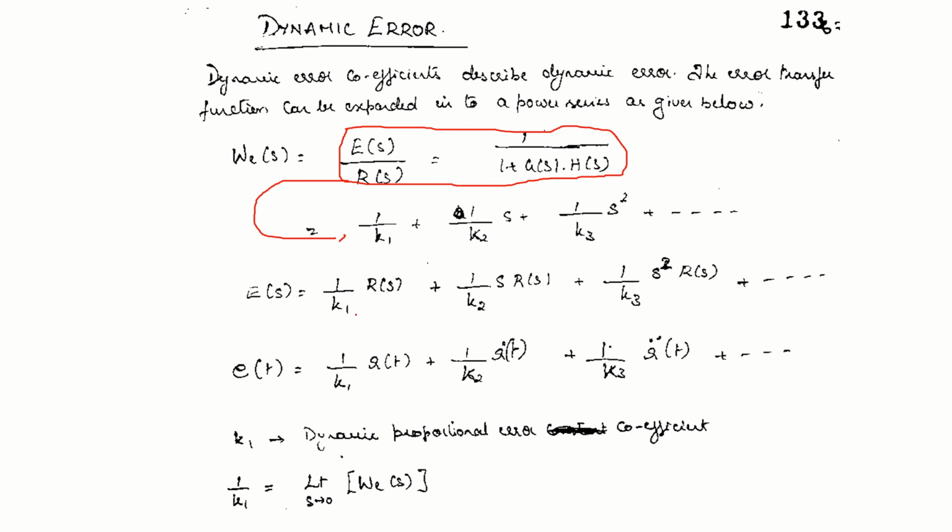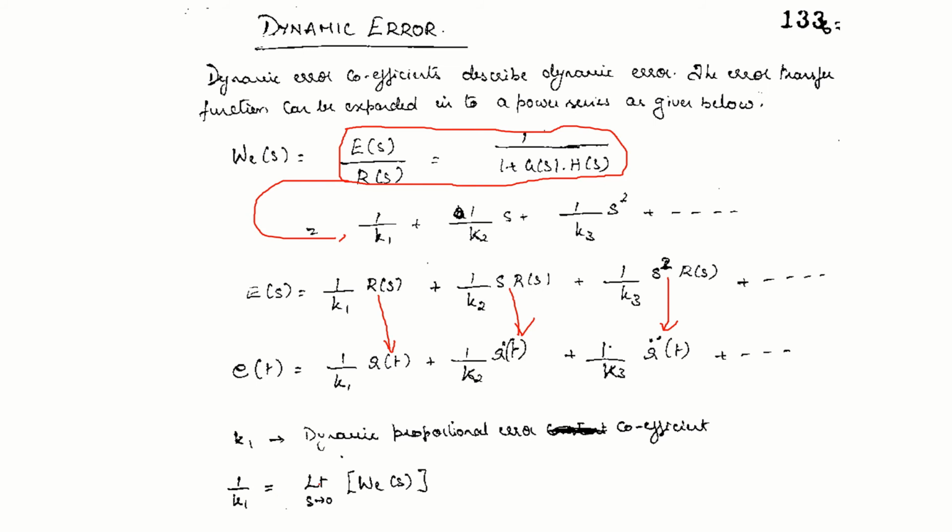So then E of s multiplied with R of s, I'll get this one. If I take the inverse, if I write it in reverse, it should be R of t, this should be R dot of t, and this should be R double dot of t. Here you can call K1 the dynamic positional error coefficient.